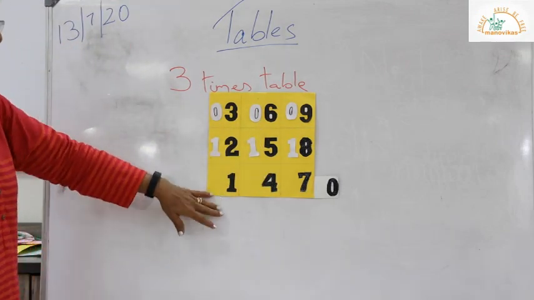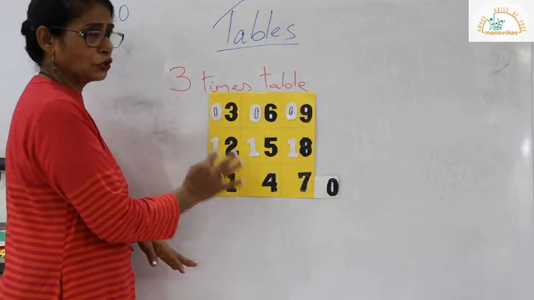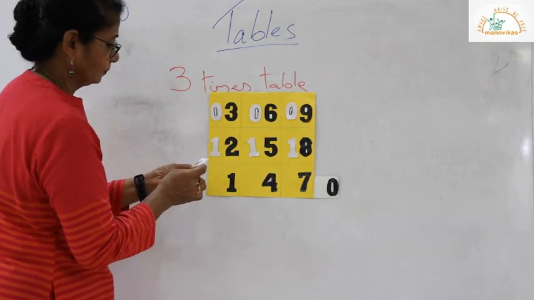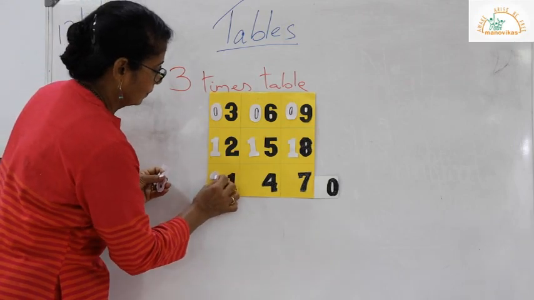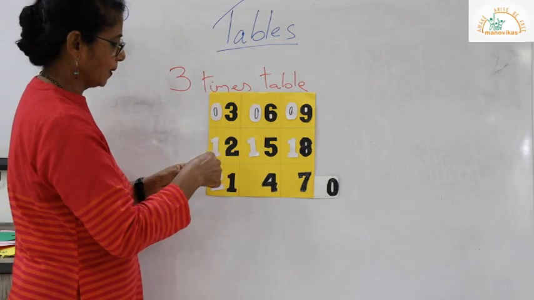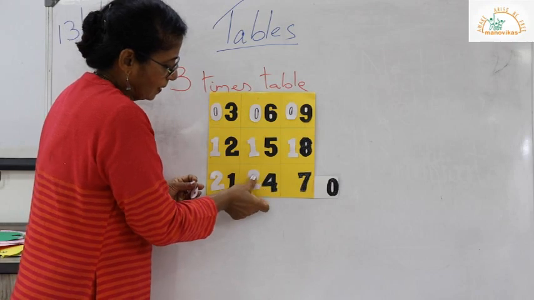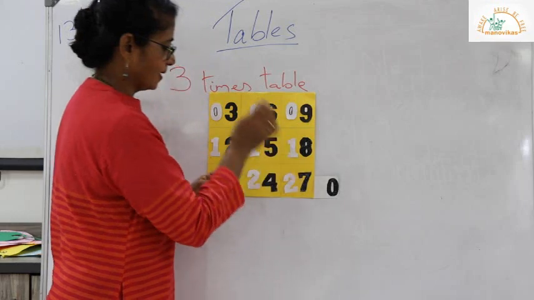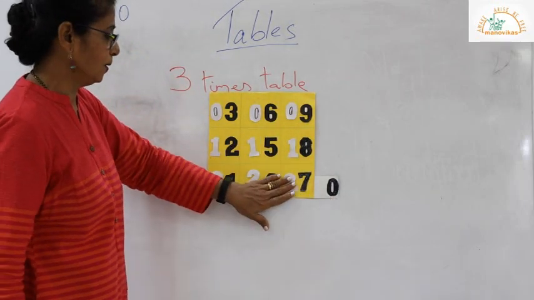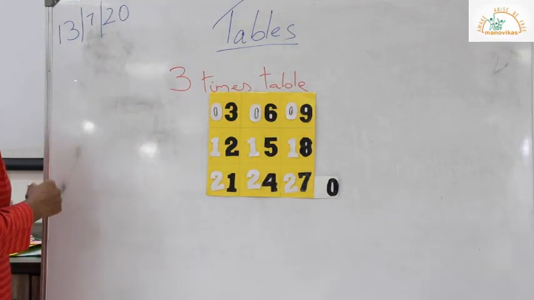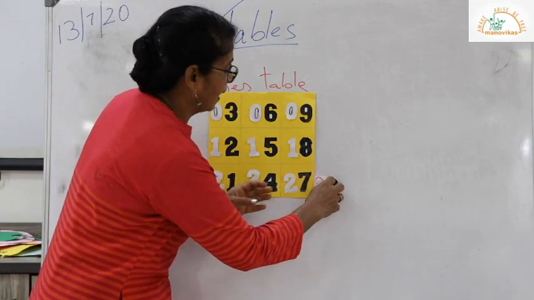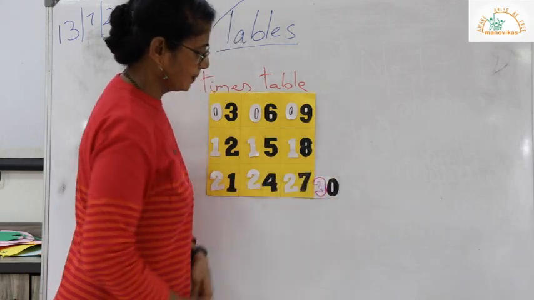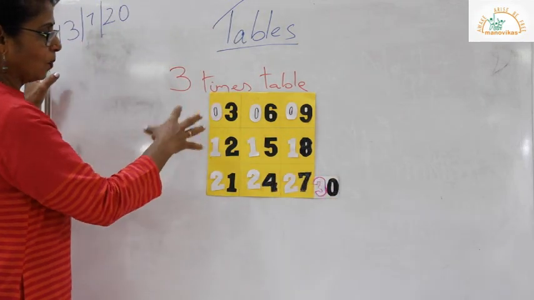In my third row, I am going to write number 2 in the tens place. Here I get 21, here I get the number 24, and here I get number 27. Now my 0 is all alone. Since it is a table of 3, I am going to write number 3 in the tens place. Now let's see what has happened.